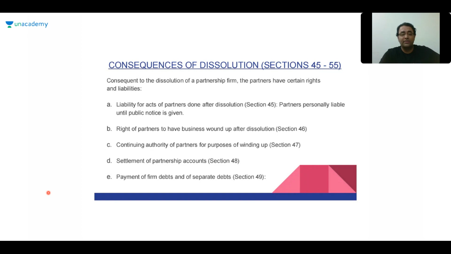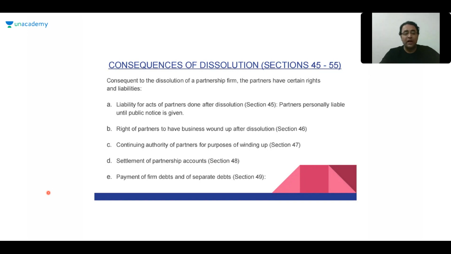Partners personally liable until public notice is given. There again, once a partnership firm is dissolved, all the partners need to give a public notice that A, B, C, D, and Co. partnership firm stands dissolved from so and so date, and anyone dealing with the firm after so and so date does it at his own risk, and they are not responsible for the loss. In case such a notice is not given, then the firm and the partners will continue to be liable for the losses incurred after its dissolution.